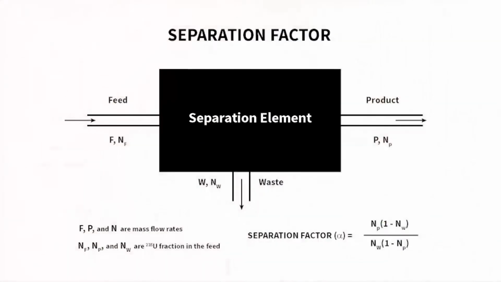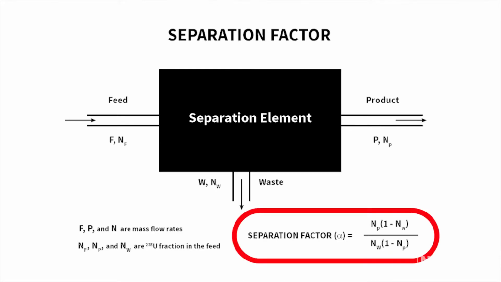When we look at a single separation element, we want to know how effective that separation element is at increasing the enrichment level of the feed stream. This effectiveness is known as the separation factor, and we calculate it by taking the ratio of the concentration of the product stream to the concentration of the waste stream, as we see in this equation.